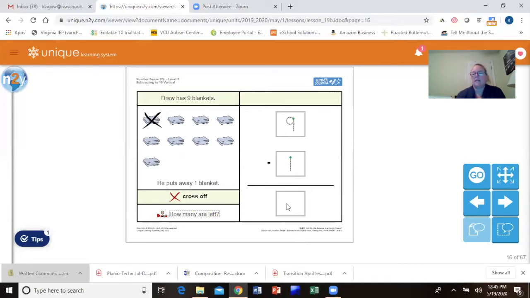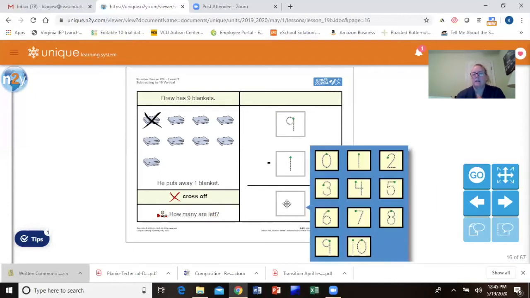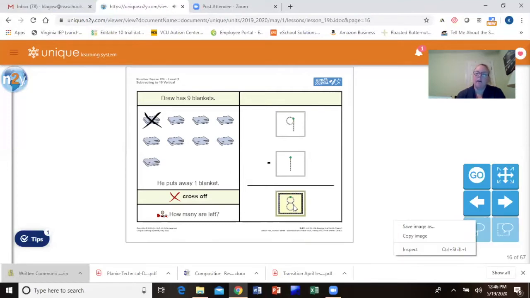1, 2, 3, 4, 5, 6, 7, 8. Who can find the number 8 here? Point to it. If you pointed to this number 8, you are correct. 9 take away 1 equals 8.